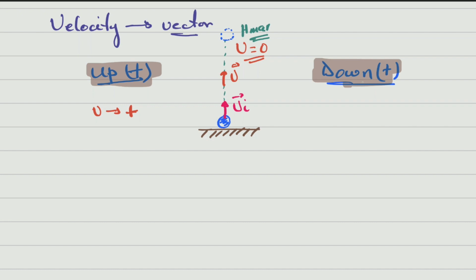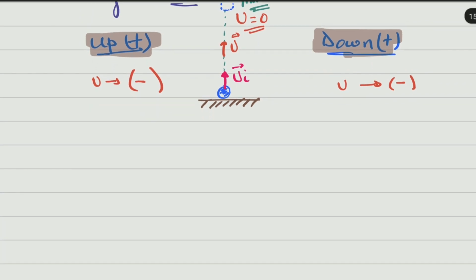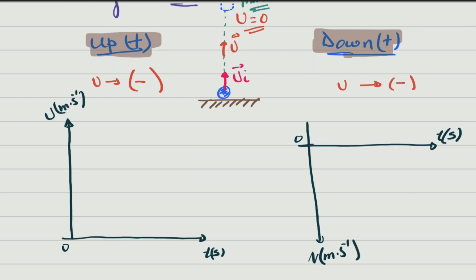If we say down is positive, the velocity will be negative, and this is something for you to remember all the time. It doesn't matter the situation, but if you say up is positive and the object is moving up, then the velocity will be positive throughout the whole motion or graph, and the other way around. So let's draw the two axes quickly. Alright, so here is the axis.